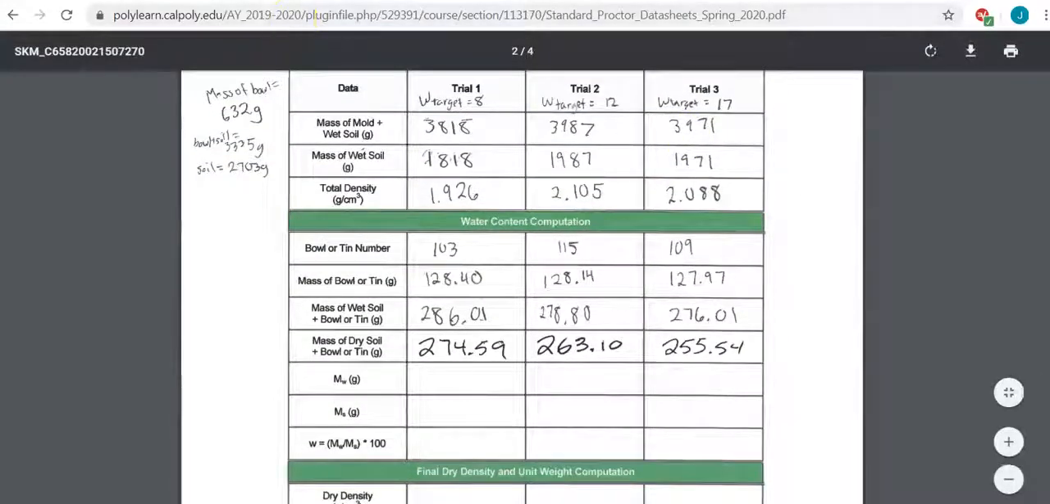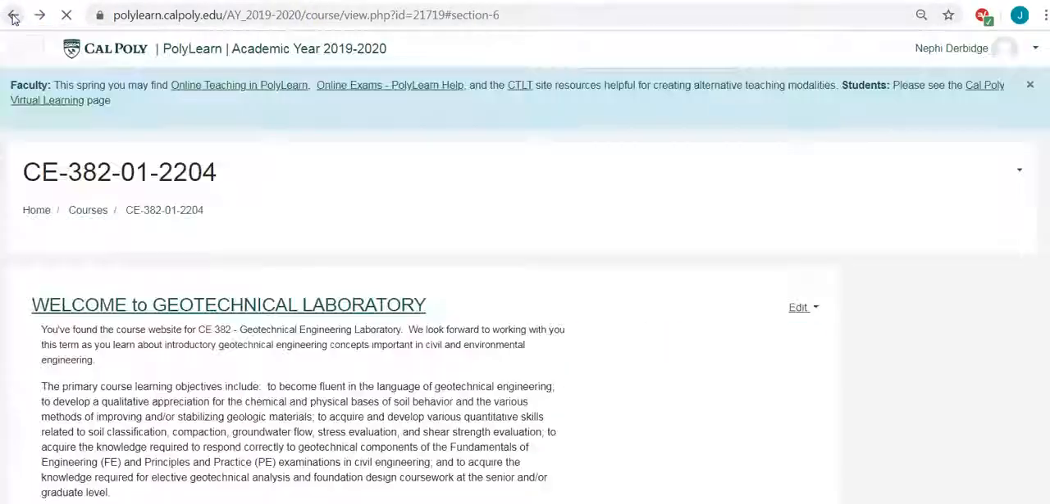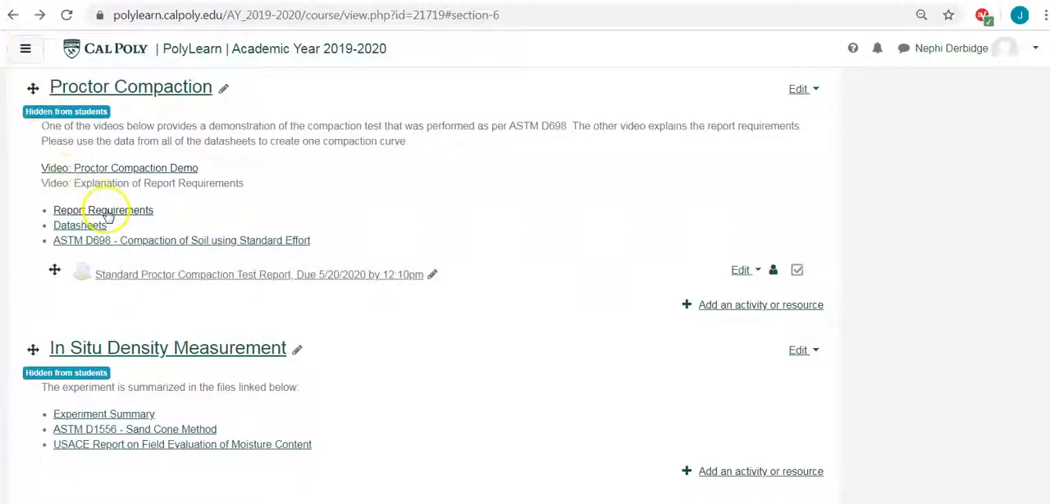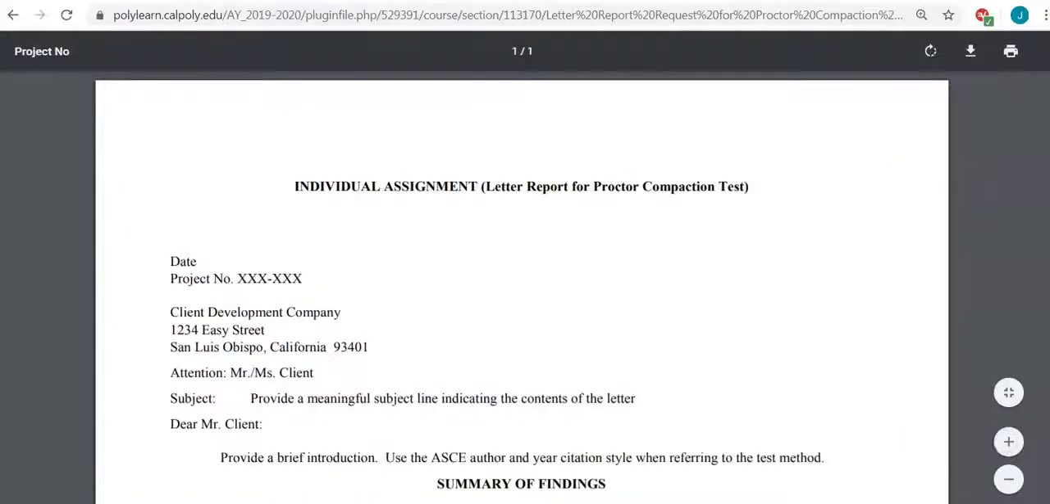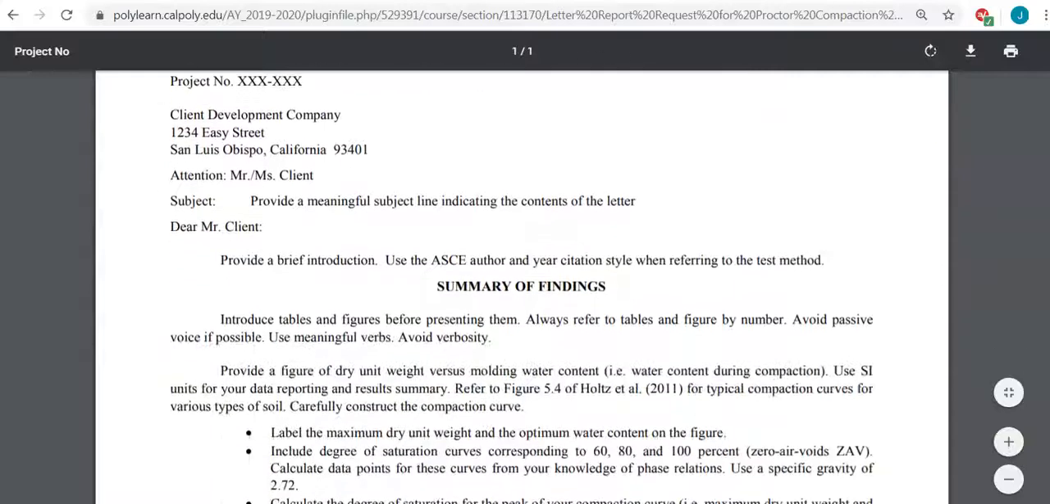Now let's have a look at the report requirements. So it's going to be an individual letter format report. This is the format: brief introduction, mention the test method. We're doing the standard test. So there's 2 tests, 2 Proctor compaction tests. One's called the standard effort, one's the modified effort. We're doing the standard effort, and so that's ASTM D698. And on PolyLearn, the test method's provided there. So refer to the test method.